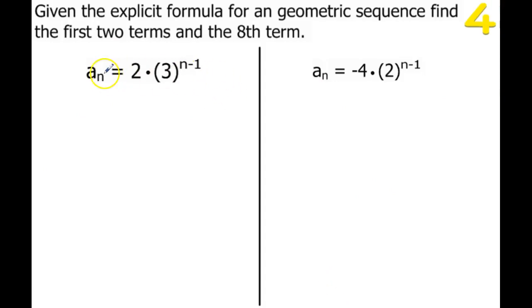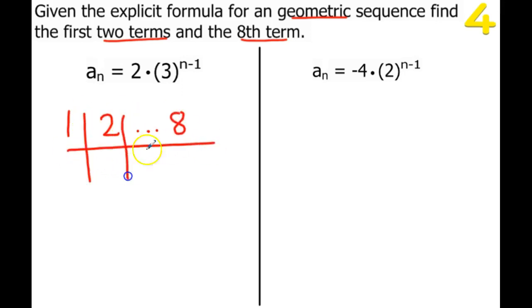Alright, next, given the explicit formula for a geometric sequence, find the first 2 terms and the 8th term. So we're going to find the first term, second term, and the 8th term. So here is our equation. Our n is really what we're plugging in. n is what number term we have: first term, second term, 8th term. So we're going to plug these in.